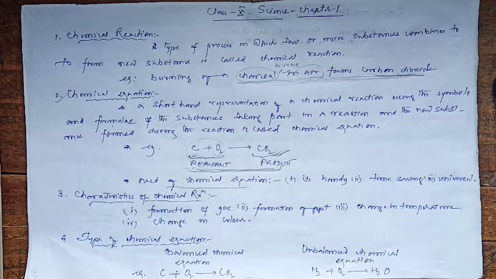So expressing chemical reactions in the form of a chemical equation is quite handy. It's time saving, space saving, less laborious, and it's universal. So that's the importance of the chemical equation. That's the need of the chemical equation.